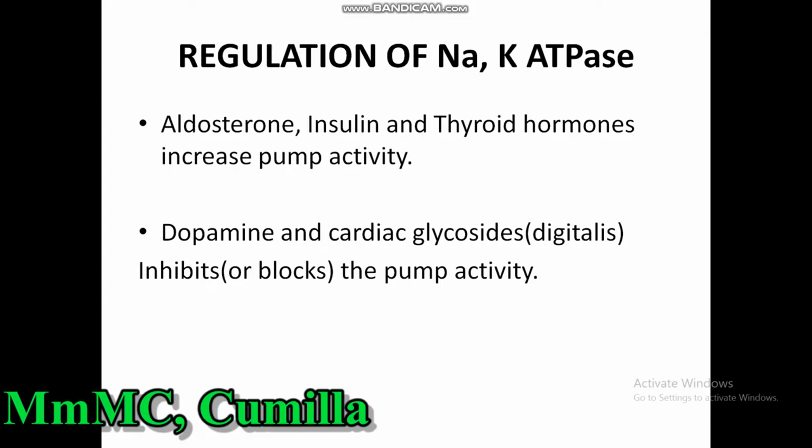Aldosterone, insulin, and thyroid hormone increase the pump activity. On the contrary, dopamine and cardiac glycosides inhibit the pump activity.